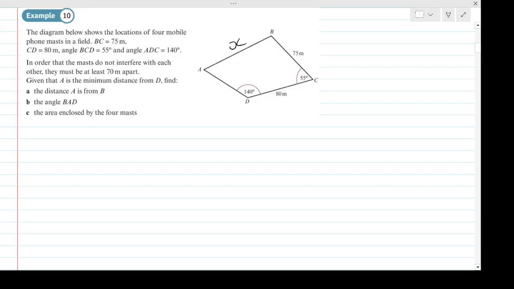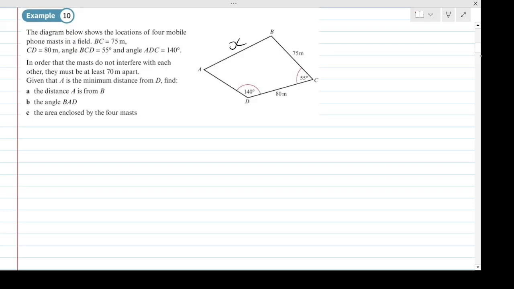I'll call that x. Well, actually, one thing immediately we can do, based on this information, a bit weird, they said that mast, which are basically the points A, B, C, and D, they have to be at least 70 metres apart. That's the minimum distance. The total A is the minimum distance from D, which is this length here, A to D.